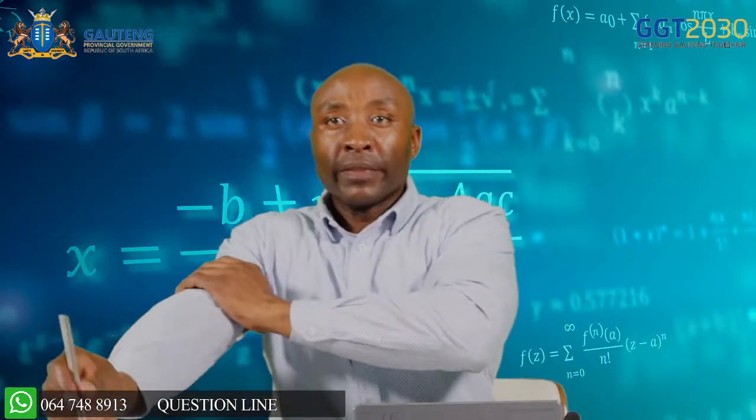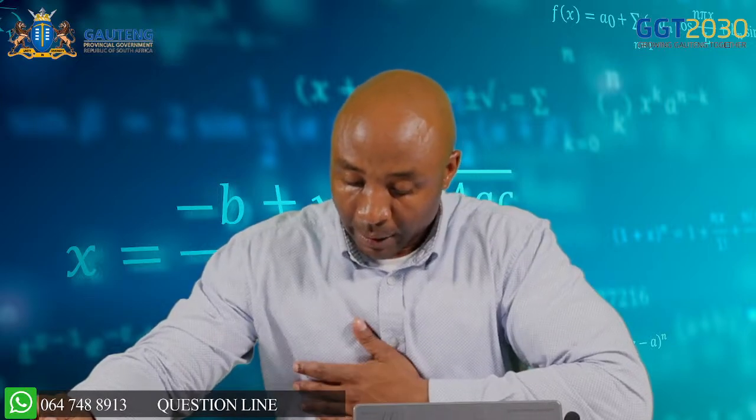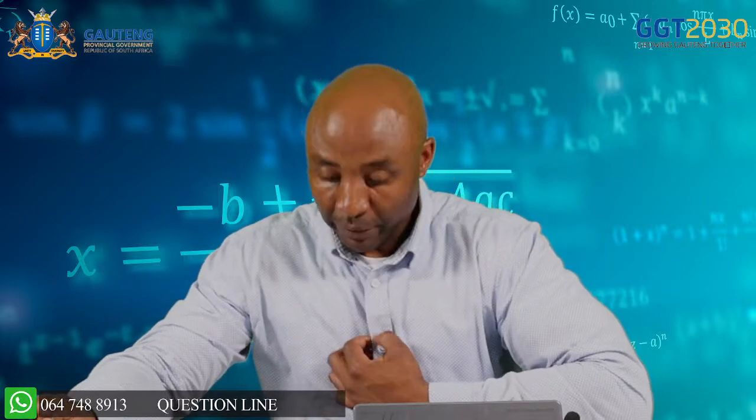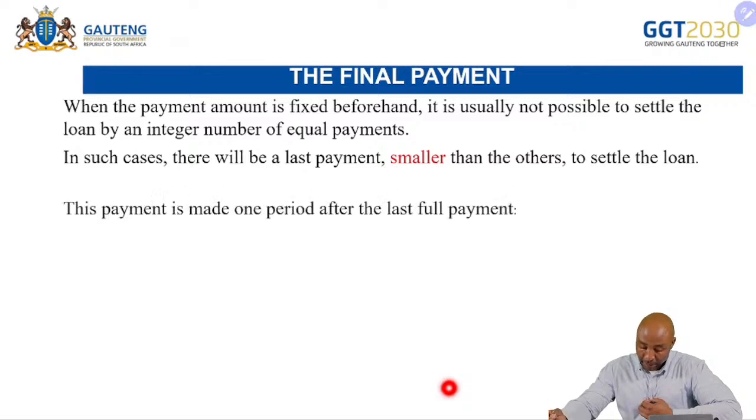Now I'll talk about the final payment. For the final payment, the amount is fixed beforehand, and it is not usually possible to settle the loan by an integer number of equal payments. In such cases, there will be a last payment, which is smaller than the others, to settle the loan, and the payment is made after the last full payment.